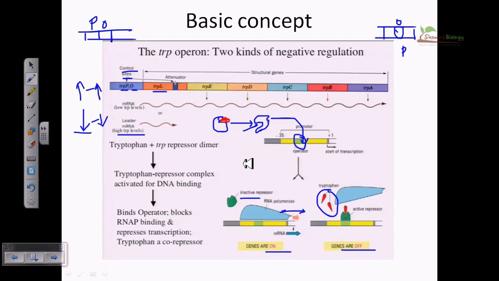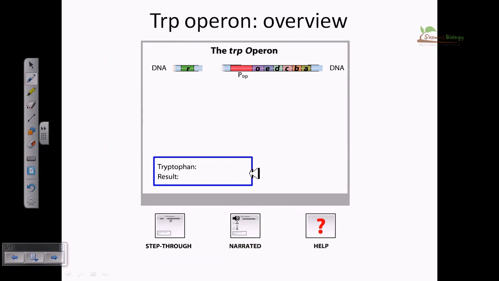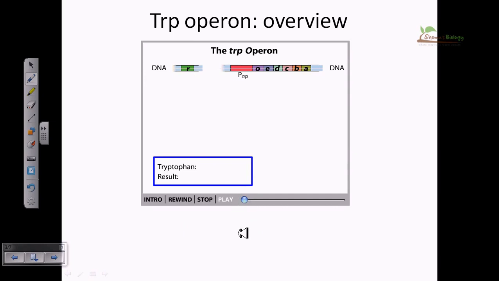Now let's move on to the next slide. Here we'll be seeing the overview of the tryptophan operon. The trp operon is an example of a repressible system, meaning that the operon is automatically turned on unless a repressor becomes active and turns it off. Let's examine how this works. In this system, the repressor protein encoded by the R gene is always expressed. In the absence of tryptophan, the repressor protein is inactive and cannot occupy the operator site of the trp operon.